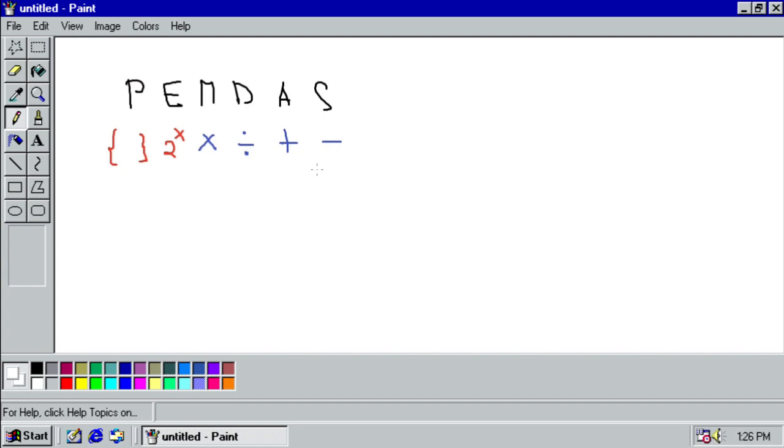So this is called the order of operations. So when we are given an expression, we first need to do everything in the parentheses, then do the exponents, then times and divide, and plus and minus. So I'm going to have a quick example here.